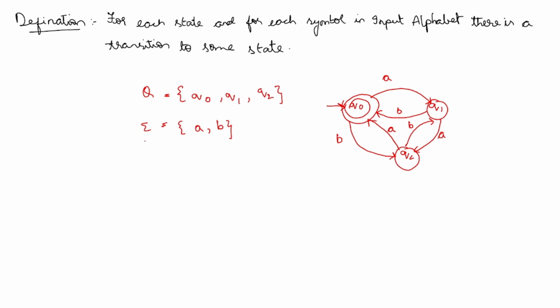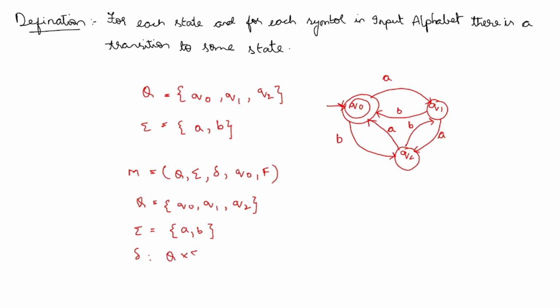Let us understand the formal definition of DFA also. Any finite automata will have 5 tuples: M, which is the machine, equals Q, sigma, delta, Q0, F, where Q is a set of all states. What is our Q here? From the diagram we have 3 states, Q0, Q1 and Q2. Sigma represents the set of all input alphabets. The alphabets we are using in the diagram are A and B. And delta is a transition function which maps from Q cross sigma to Q.